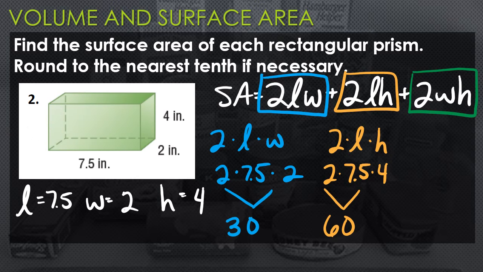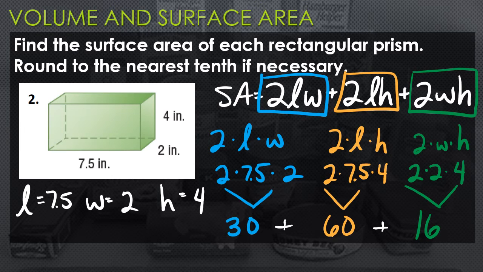Let's finish it up with 2 times width times height. So when we do that, it's going to be 2 times our width is 2, and our height is 4. So when you do that, it should give you 16. So now all we're going to do is add these 3 pieces together. So we got 30 plus 60 plus 16 gives us a surface area of 106 inches squared.